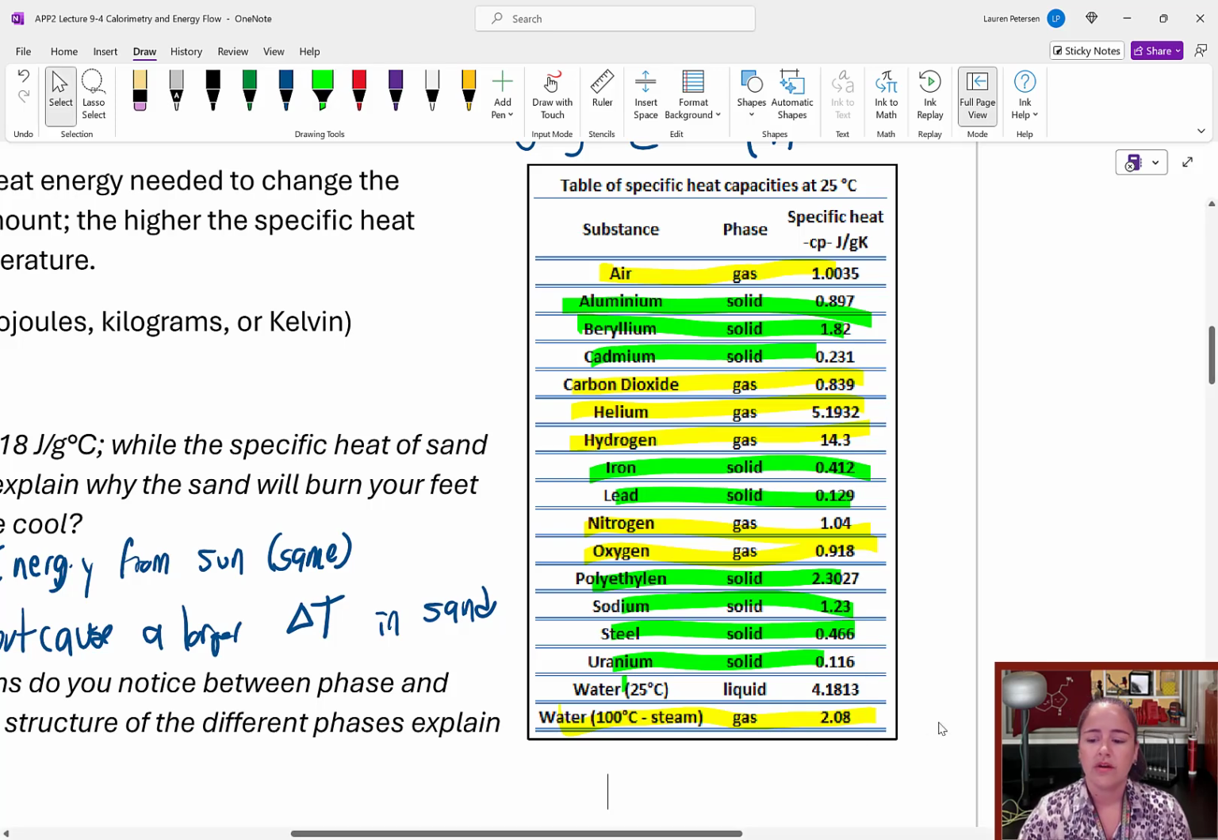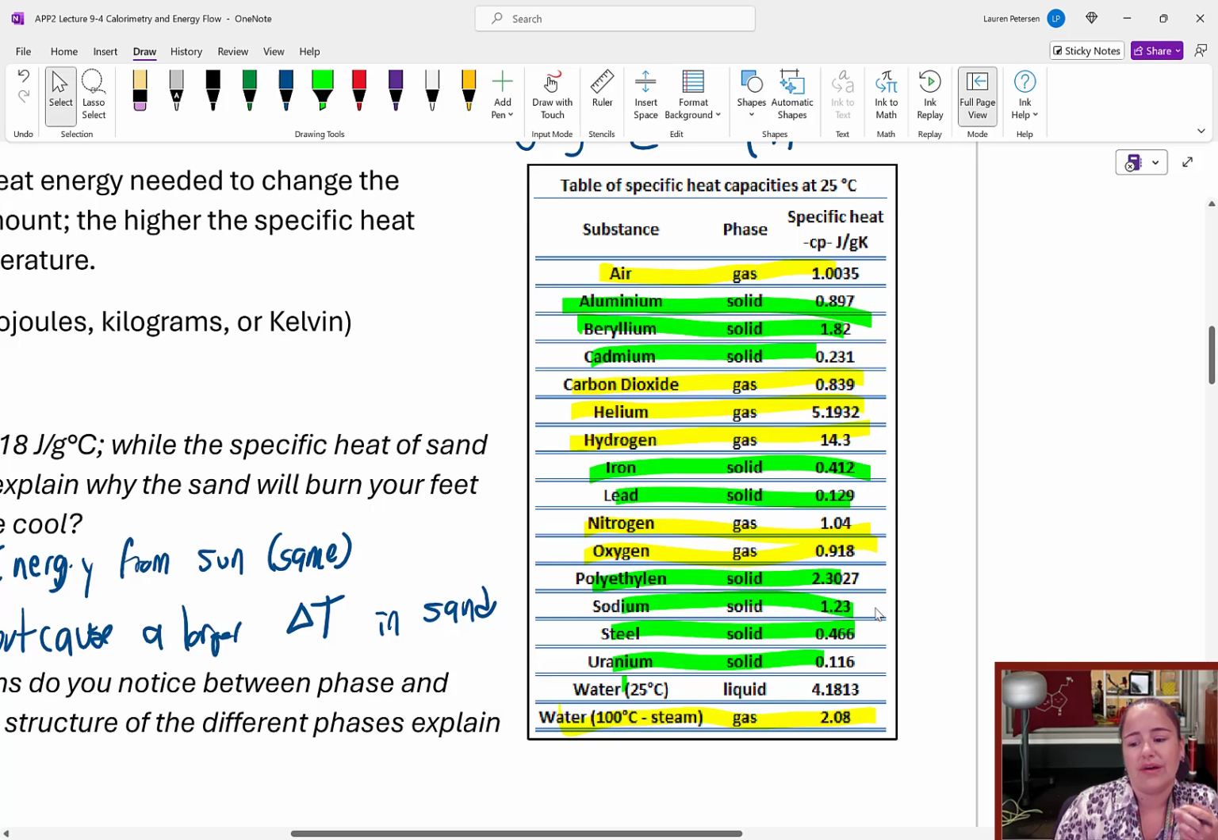Okay. Well, if we look at the gases, we have 1.8, 5, 14, 1, almost 1, and 2. So they're all above or at 1, with the exception being solid carbon dioxide. Now, if we look at the solids, we have 0.8, 1.8, relatively high, 0.2, 0.4, 0.1, 2.3, polyethylene. Oh, that's a plastic. We know plastics are kind of weird. 1.23, 0.46, 0.1. So most of these, with a few exceptions, are below 1.